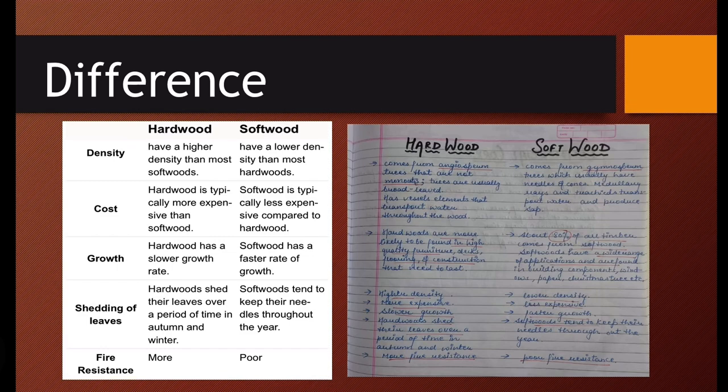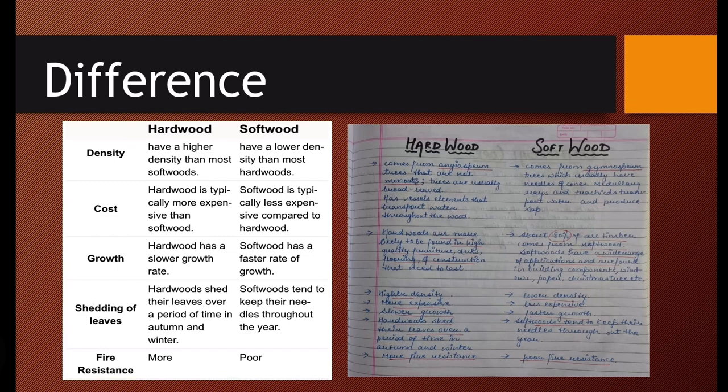The growth rate of hardwood is slower than that of softwood, which means softwood has a faster rate of growth. In hardwoods, the leaves shed over a period of time in autumn and winter, whereas softwoods tend to keep their needles throughout the year. The fire resistance of hardwood is more, whereas softwood has poor fire resistance.